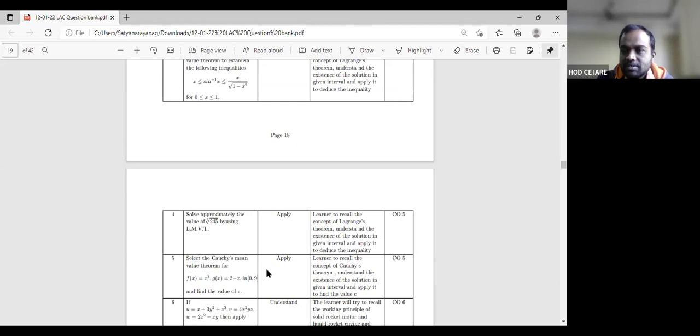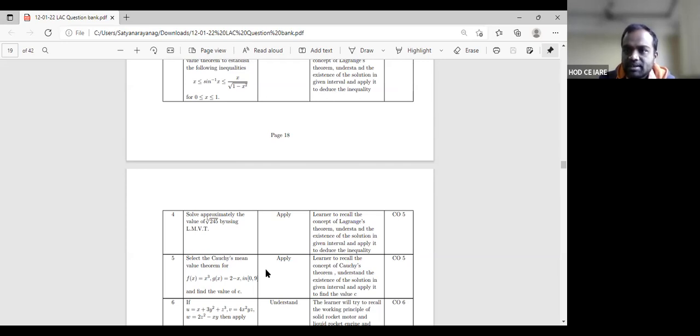Cauchy's mean value theorem, what is it? If f of x and g of x are two functions, the first condition is that f of x and g of x are continuous in the closed interval a comma b. The second condition is that f dash of x and g dash of x are derivable in the open interval a comma b. The third condition is that g dash of x is not equal to 0 for x belonging to the open interval a comma b. So these three conditions must be satisfied.